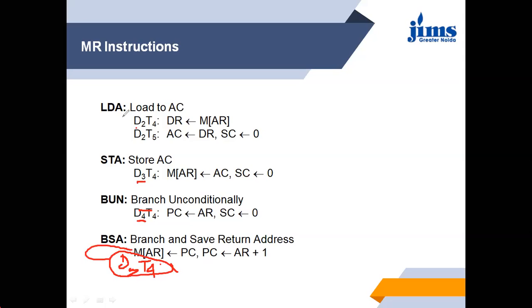So when LD is active at T4, memory is going to be accessed at the address register, and the value is going to be transferred to data register DR. Then this value is going to be transferred to the accumulator. Same, the value of the accumulator is going to be saved in memory. This is unconditional, and this is also a branch operation.